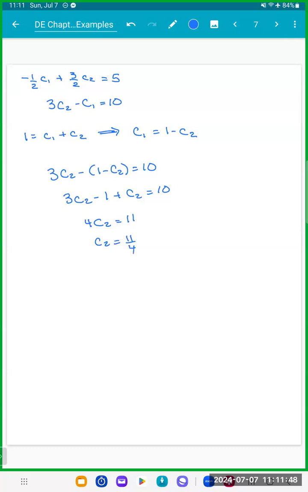Now we can plug that back into our 1 equals C1 plus 11 fourths. And that will simplify to C1 is equal to negative 7 fourths. So our equation would be y equals negative 7 fourths e to the negative x over 2 plus 11 fourths e to the 3x over 2.